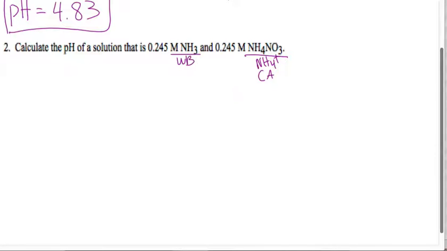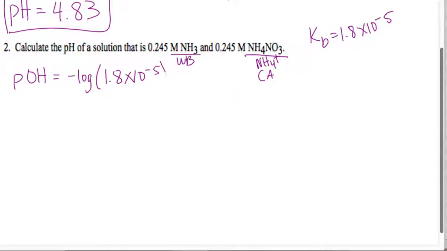But we know ammonia is a base. And when you look it up, the Kb is 1.8 times 10 to the negative fifth. So what version of Henderson-Hasselbalch do I have to use? The basic version. pOH is equal to negative log of 1.8 times 10 to the negative fifth plus the log. The ion's concentration, which is the NH4+, is 0.245. And then this one is 0.245. What's the log of 1? 0. Okay, so those cancel.